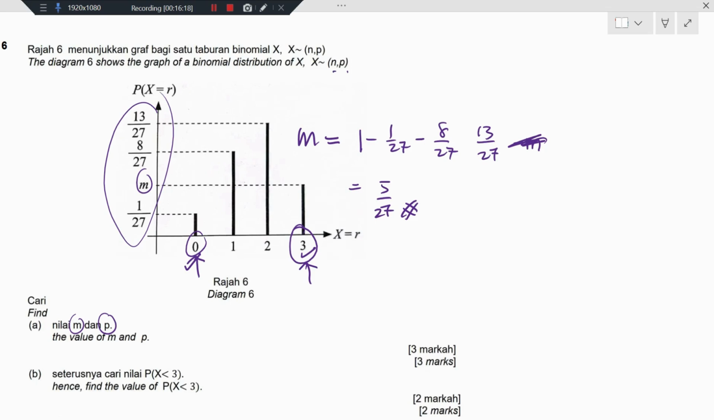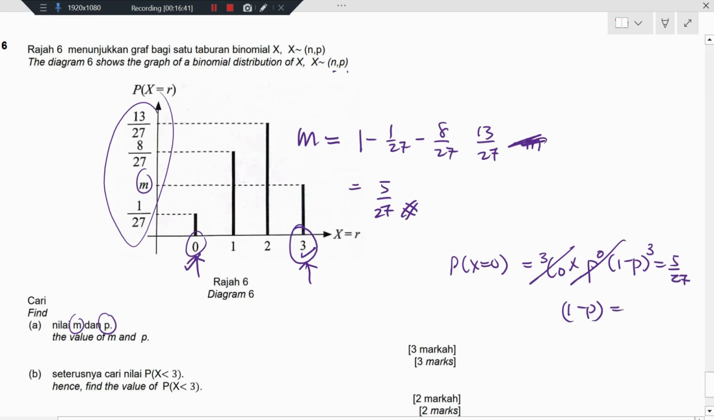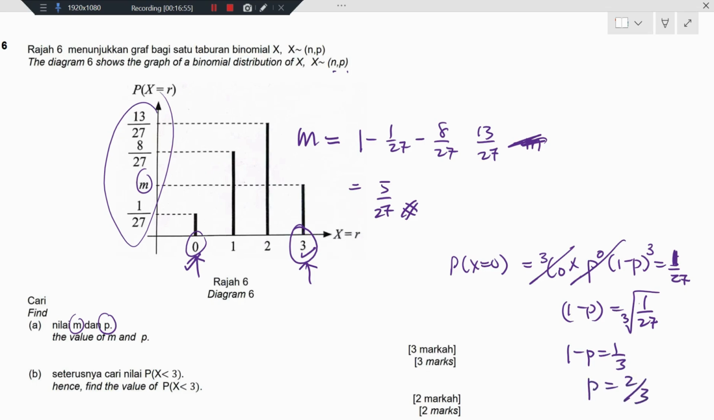Okay, like this. Probability x equals to 0 is 3C0, P power 0, 1 minus P power 3 is equal to 1 over 27. Sorry, this is not 5 over 27, it's 1 over 27. Cut this, cut this. So 1 minus P is equal to 1 over 27, the cube goes there, it becomes cube root. So 1 minus P is actually 1 over 3. So P is actually equal to 2 over 3. Much simpler. 2 over 3, yeah?